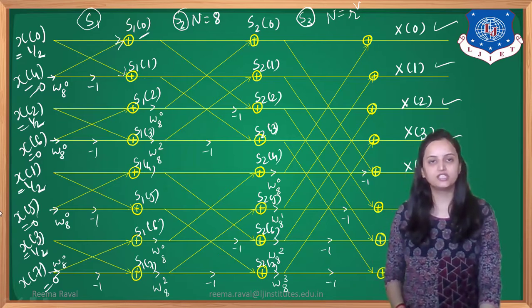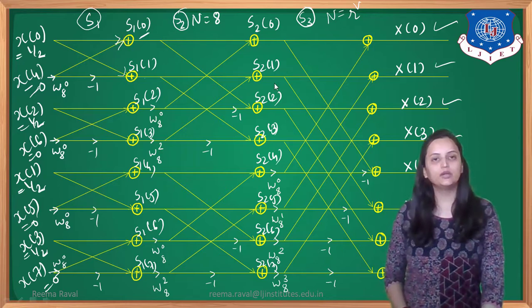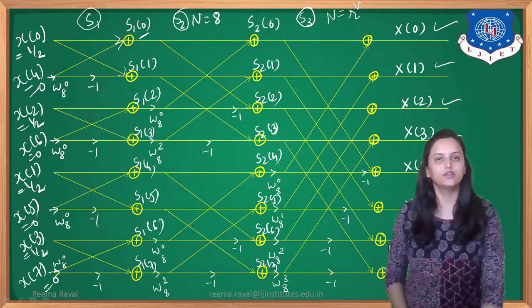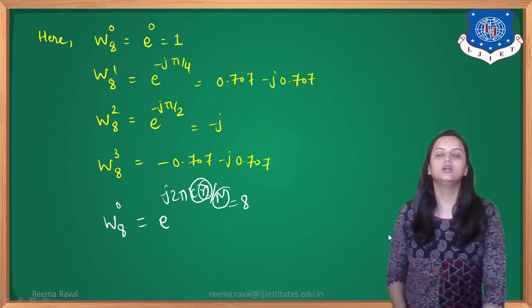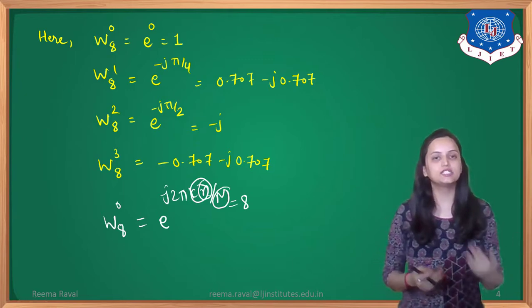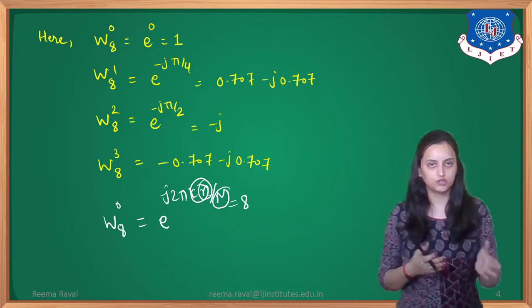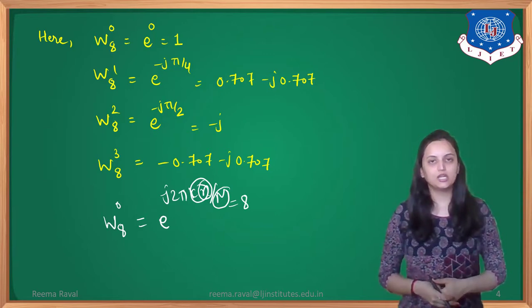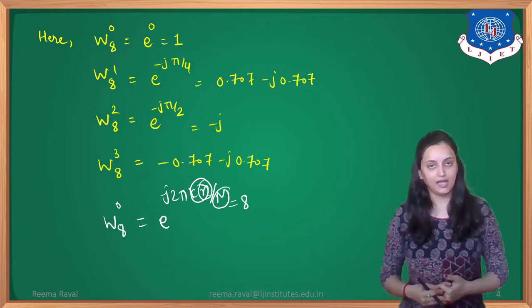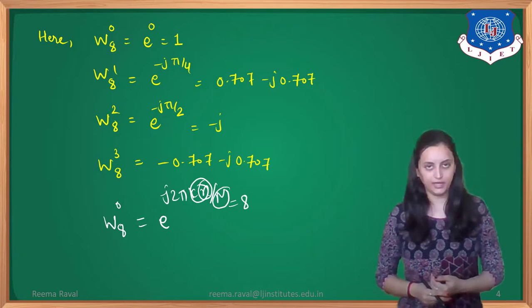So now let's calculate the output of stage 1, that is x1 of 0 to x1 of 7. Then we will calculate the output of stage 2, from x2 of 0 to x2 of 3. Then we will calculate the output of stage 3, x of 0 to x of 7. We know that the twiddle factors given in this structure are W8^0 to W8^3. So we first have to calculate the twiddle factors to calculate the output in terms of twiddle factors. So W at 0, that is e raised to minus j 2 pi kn by N, where kn is 0 and capital N is 8, gives e raised to 0, which equals 1.